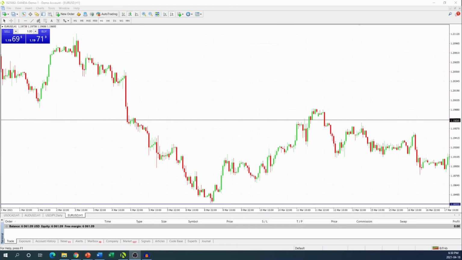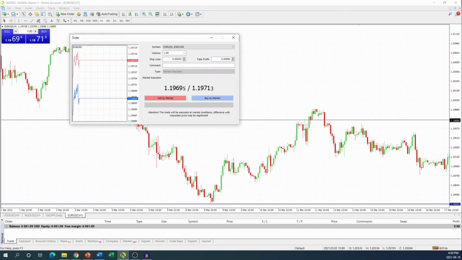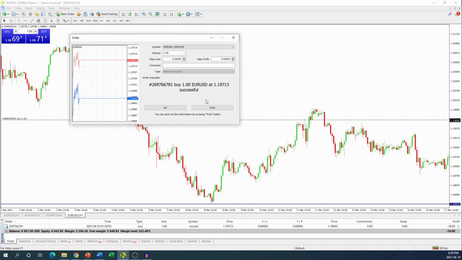Okay, let's take a look at how MT4 shows their margins. Here we have MT4 open. It shows us the free margin over here. This is the account margin. Now I'm going to enter into a trade. I'm entering a one standard lot buy on the Euro US. Okay, now I'm in the trade.